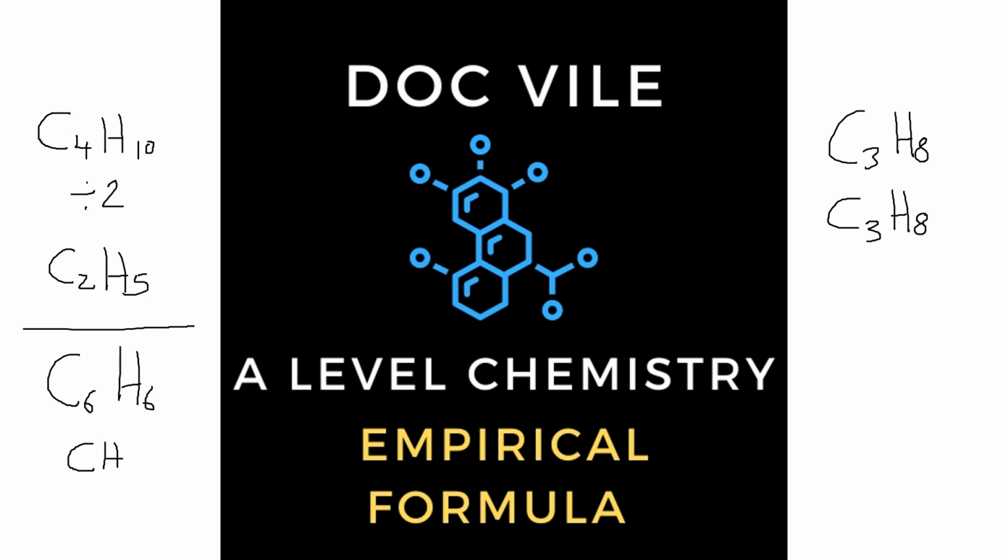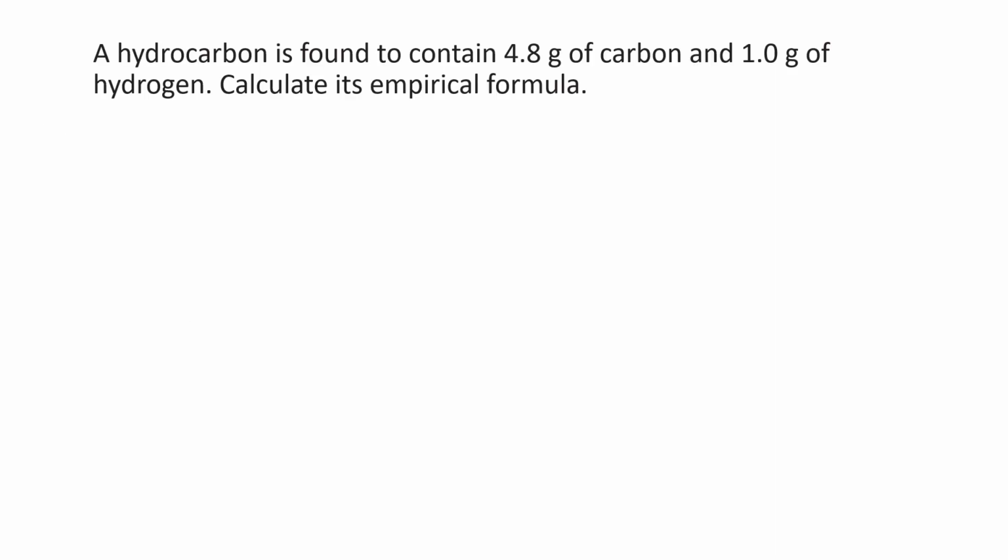Right, let's look at some actual problems. You may want to pause the video and have a go at each one before I go through it. That might be a helpful way to do things, but that's up to you. So it firstly says a hydrocarbon is found to contain 4.8 grams of carbon and 1 gram of hydrogen. Calculate its empirical formula. So what you do is you divide each of these masses by the atomic mass. So for the carbon, you do 4.8 divided by 12. And for the hydrogen, you do 1.0 divided by 1.